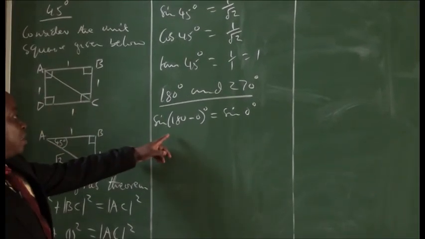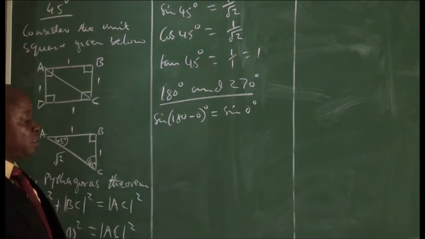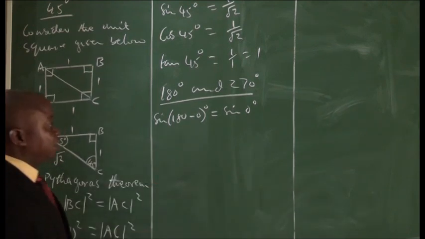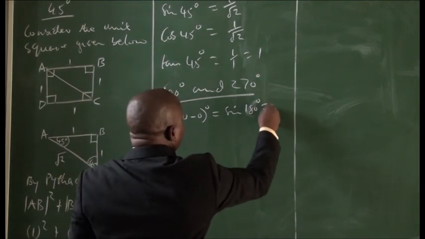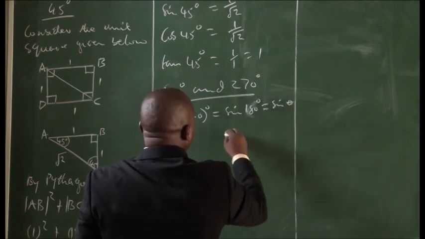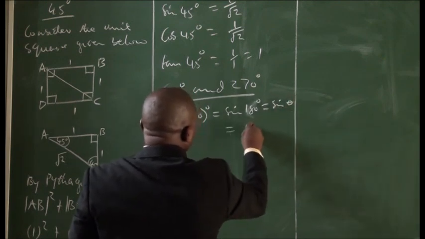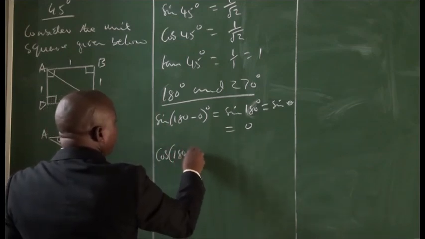Of course, we know that sine of 180 minus 0 is equal to sine 180, because 180 minus 0 is 180, which is equal to sine 0 degrees. And what is sine 0? Sine 0 equals 0.